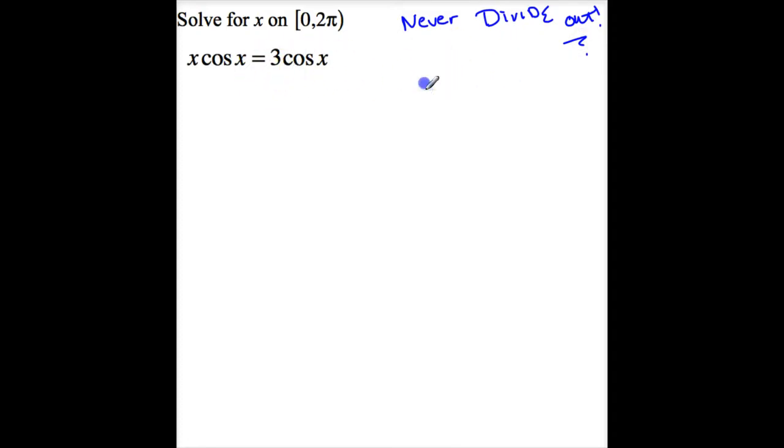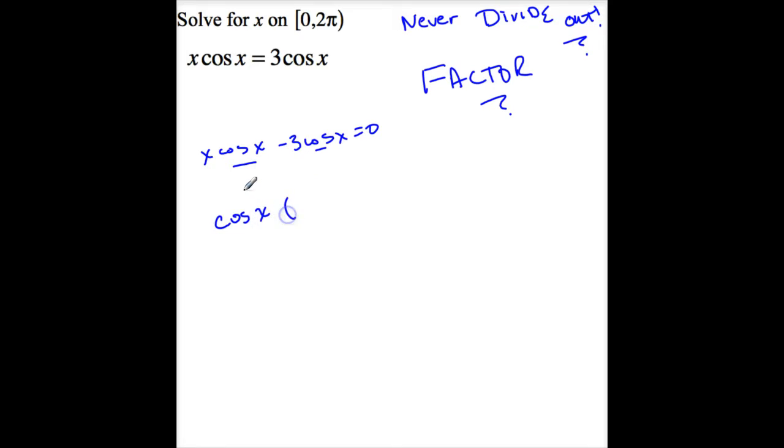What you want to do is factor. You will hear me say this repeatedly in class. So x cosine x minus 3 cosine x equals 0. Now I'm going to factor out cosine of x times x minus 3. All right, so this is 0 whenever cosine of x is 0.